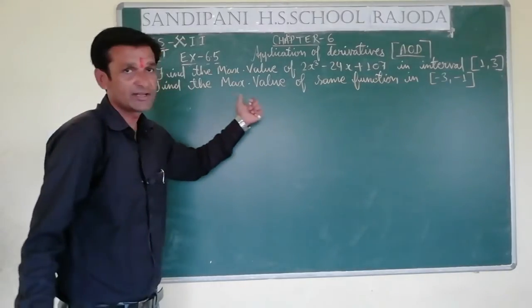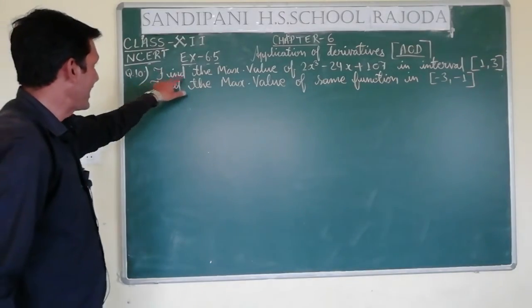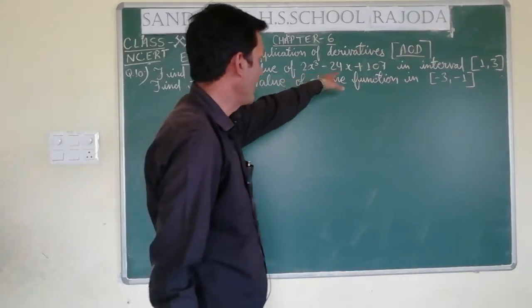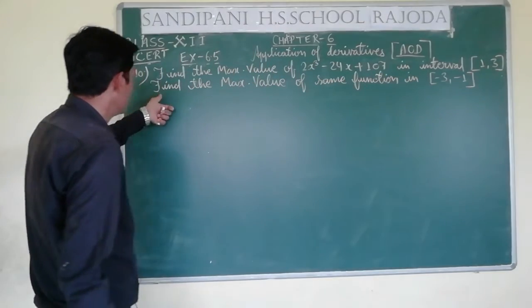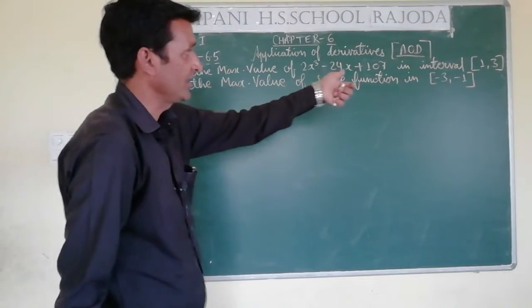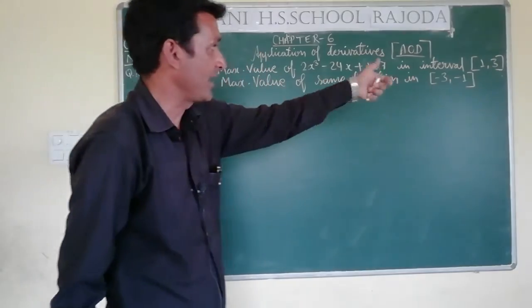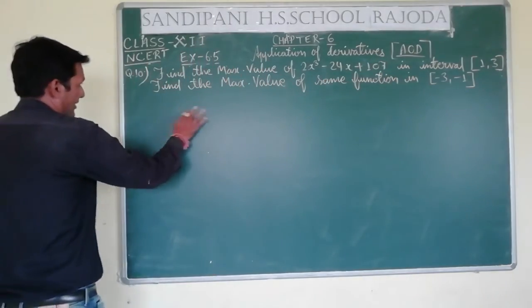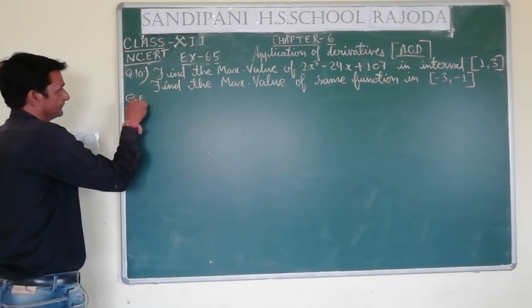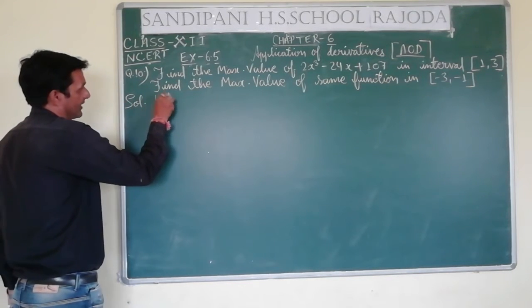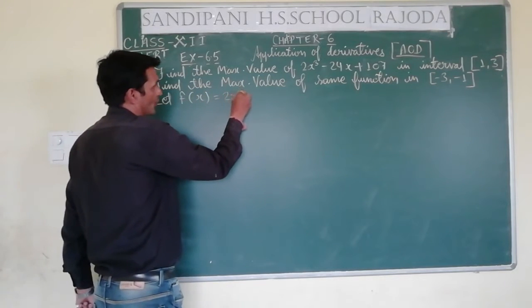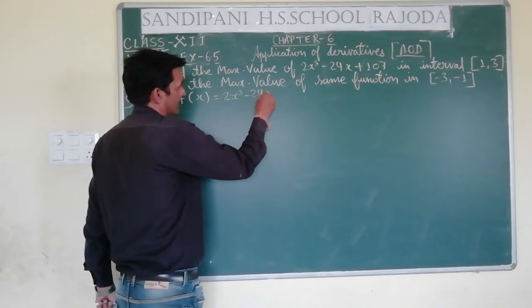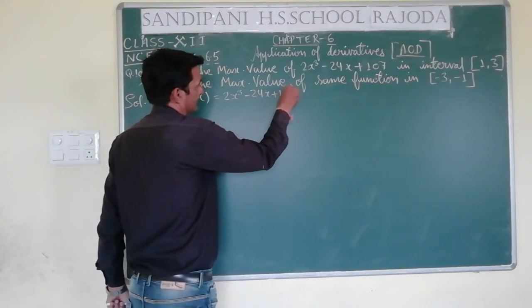See, here we have to discuss question 10. Find the maximum value of 2x³ − 24x + 107 in the interval [1, 3]. Find the maximum value of the same function in the interval [−3, −1] also. So, in the solution, let f(x) = 2x³ − 24x + 107.